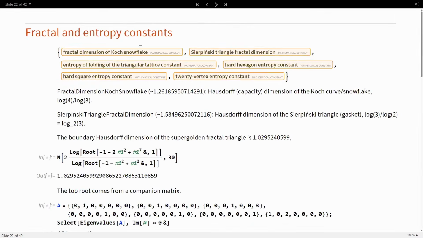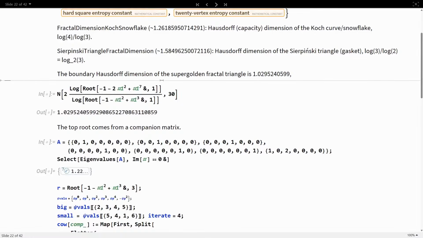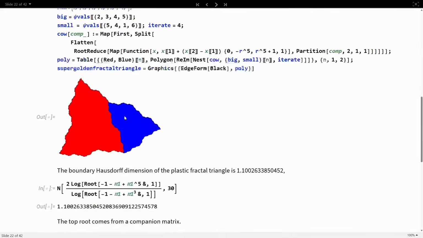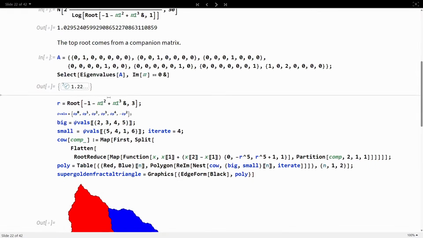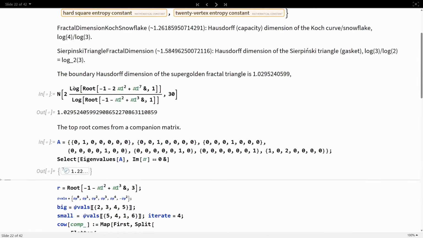Let's see. Some of the fractal constants, the Koch snowflake, we can look at the various Hausdorff dimensions. For this super golden fractal triangle here, which I've shown here, if you look at the whole thing, you can see that it's divided into 2 similar copies of itself. So these are scaled by the super golden ratio. We can look at the Hausdorff dimension, and it turns out to be this value.